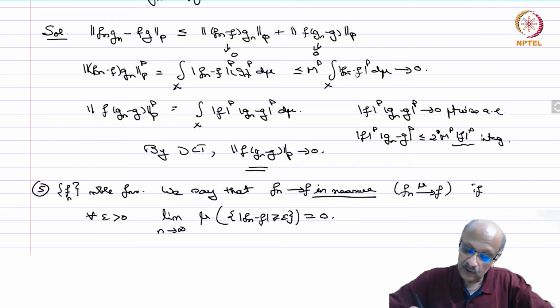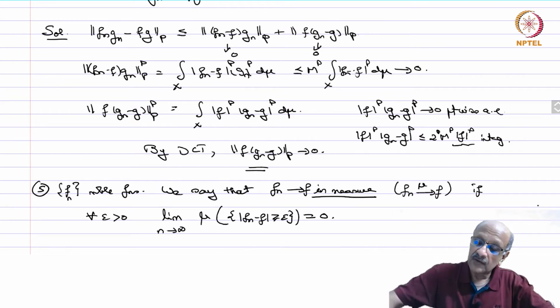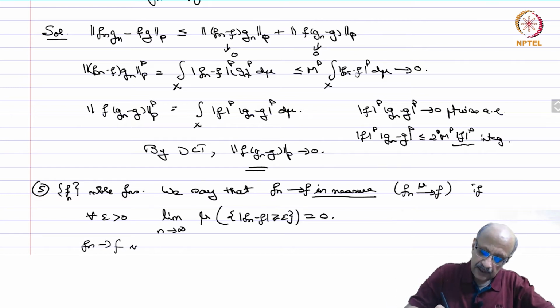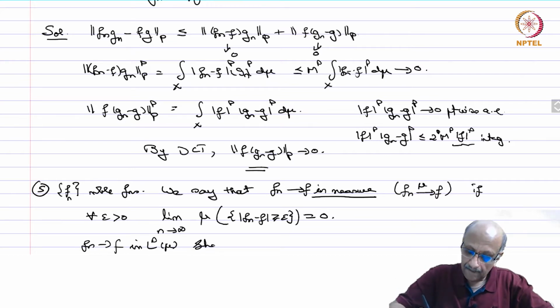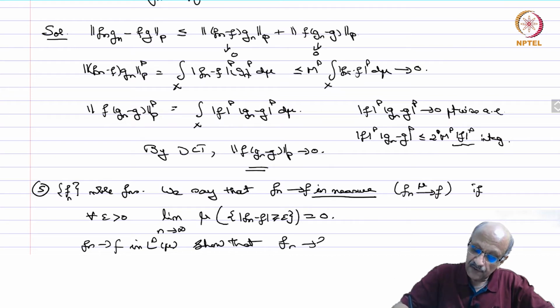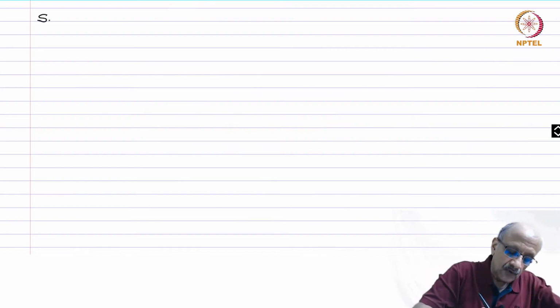Okay, so again you know what this is: the set of all x such that |Fn(x) - F(x)| is greater or equal to epsilon. That set is measurable, so its measure has to go to 0. So if Fn goes to F in L^p(mu), show that Fn goes to F in measure. So solution.